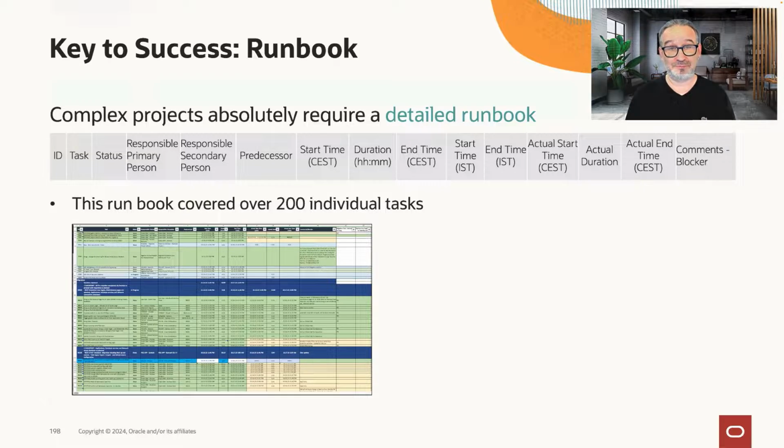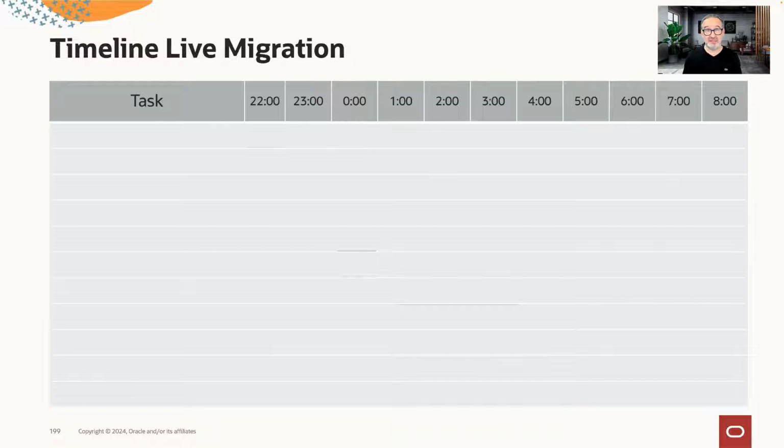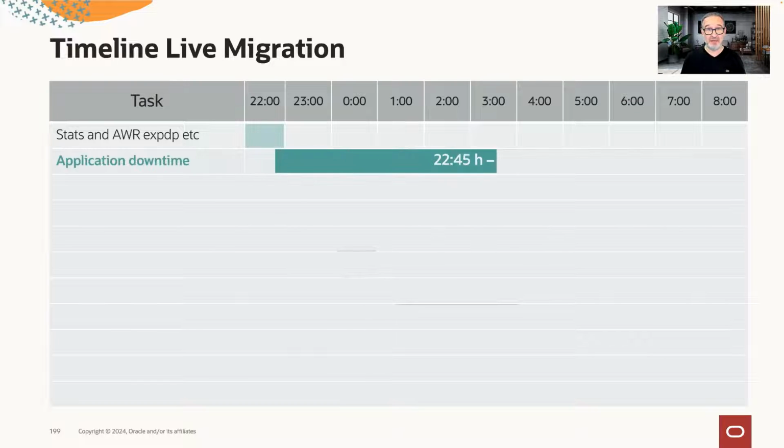So what happened then in the night of the nights? We started with some pre-tasks at 10 p.m., some stats collection, AWR export, and some other tasks which needed to be done as a pre-thing for the downtime. And at 10:45, we basically put up the splash screens for the applications. Nobody could connect anymore, and the real downtime could start at 11.